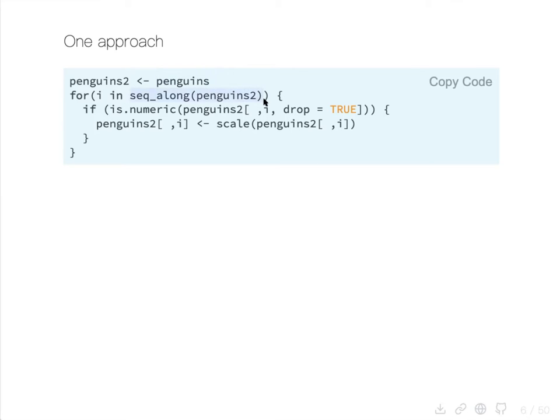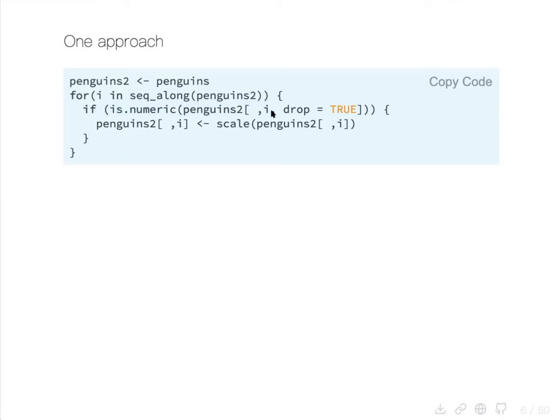Okay, so seq_along is just going to be an index from 1 to the length of penguins2. The length is going to be equal to the number of columns because a data frame is a list, right? It's just a list, and the length of the list is the number of columns, where every element of the list is a new column. So this is going to go 1, 2, 3, 4, 5, 6, 7, or however many columns we have. Then I'm saying, okay, if is.numeric penguins2 i, then do this part.